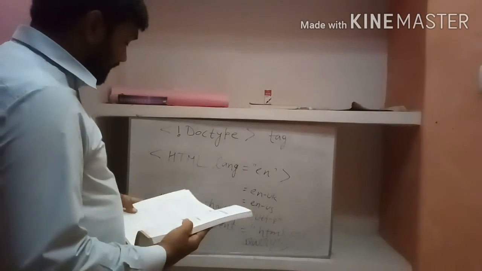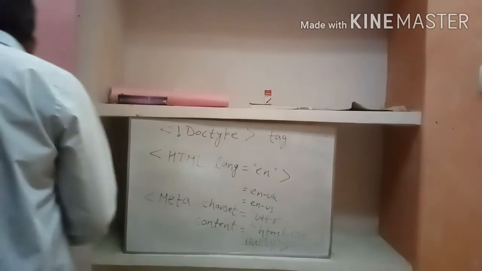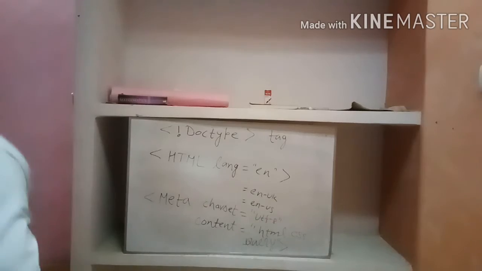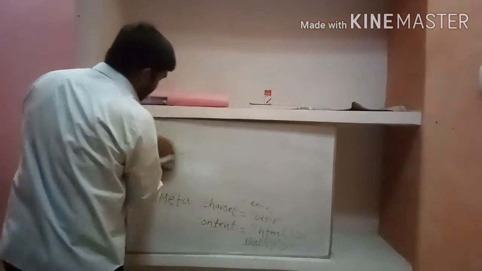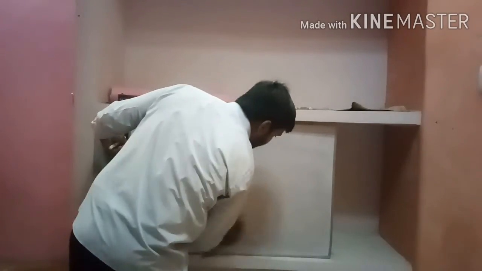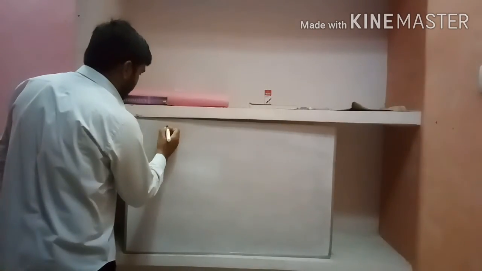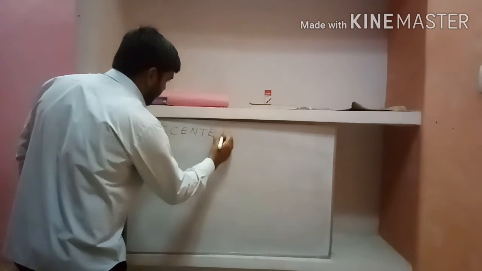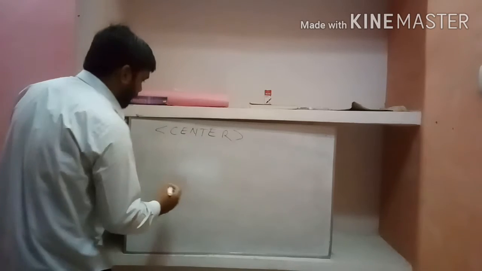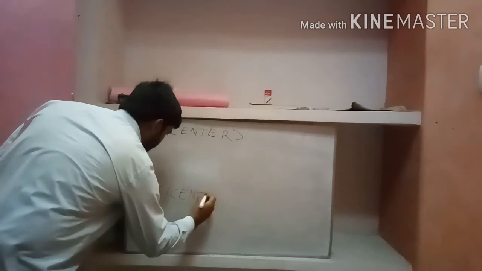Now next is the center tag. So what do we use the center tag for? The center tag is used to place the content horizontally in the center of the screen. If we want to place the content horizontally center on the screen, we use the center tag. See, that is the center tag. This is also a container tag. So center open and center close.